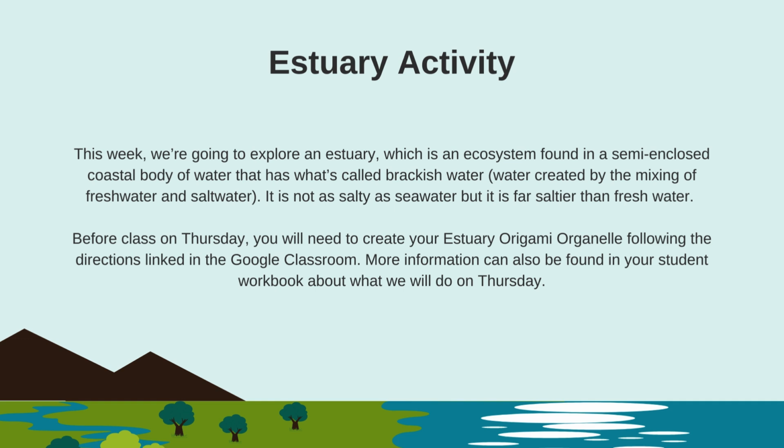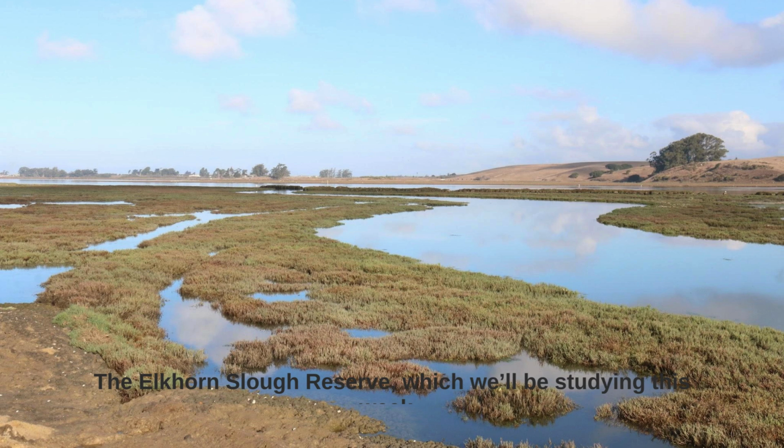So before class, you're going to create your estuary origami organelle following the directions linked in our Google Classroom or in our Kahoot. And then you can also check out your student workbook for that. So here you can see a picture of the Elkhorn Slough Reservation, which we'll be looking at this week. You can see that water coming in, the land partially locking it, but not fully enclosing.